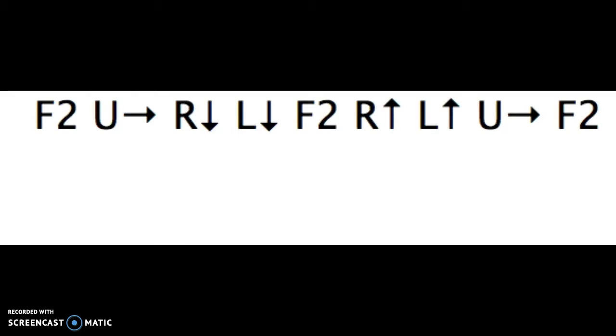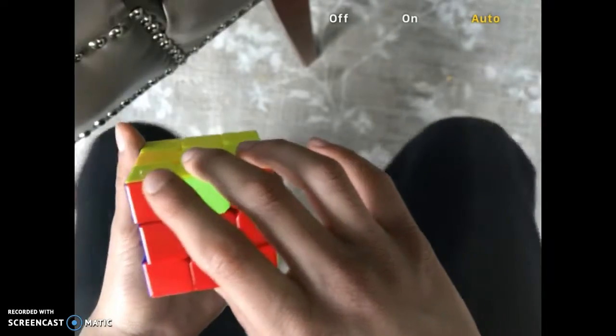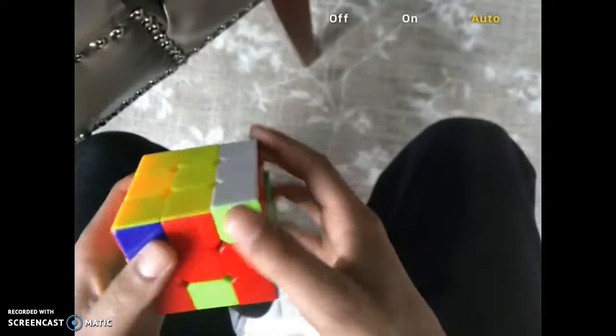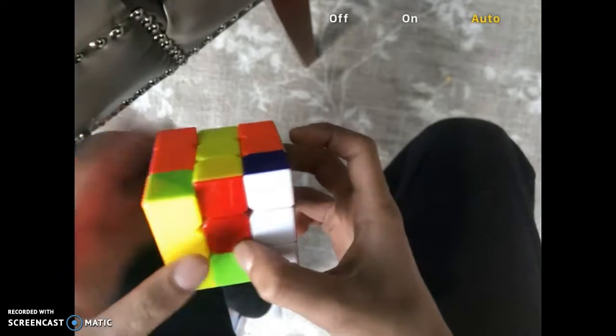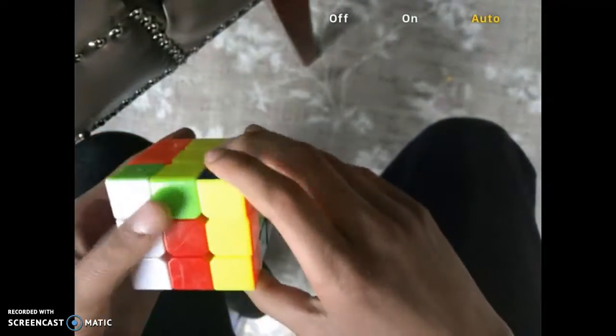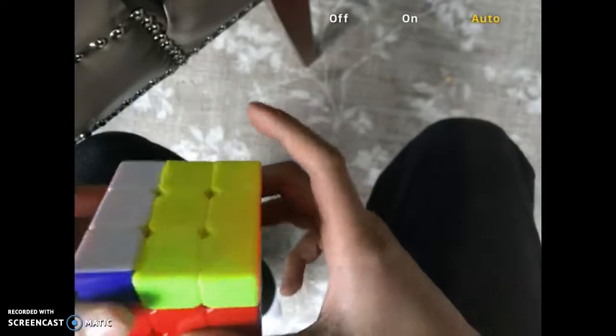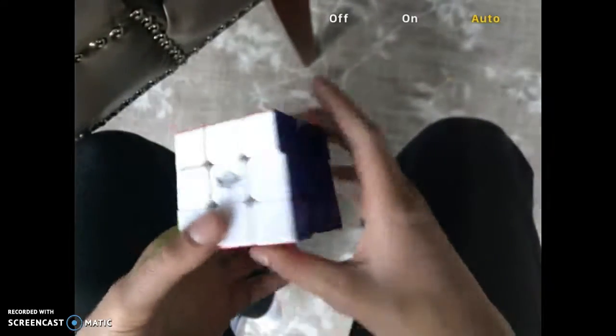Now let's do the algorithm. F twice, U to the right, R down, L down, F twice, R up, L up, U to the right, and F twice. Now, if you had that position, you have officially solved a Rubik's Cube.